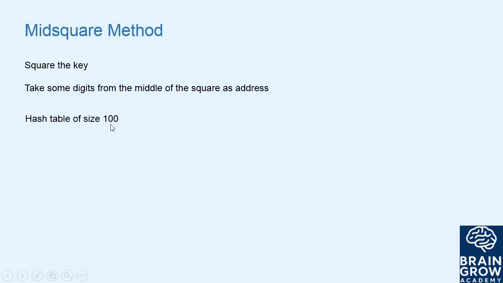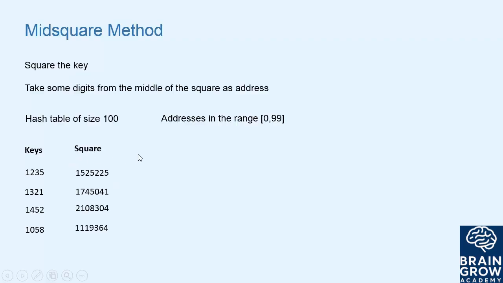Suppose we have a hash table of size 100 and we have 4-digit keys. Then we'll need addresses in the range 0 to 99. We square these keys and then take 2 middle digits as the address. So these are the addresses. If we have a hash table of size 1000, then we can take 3 middle digits from the square.